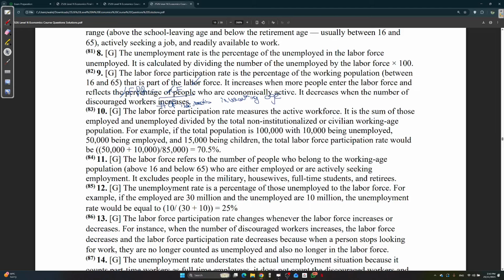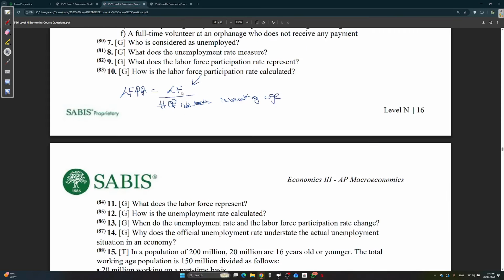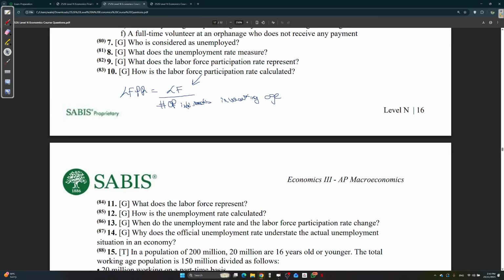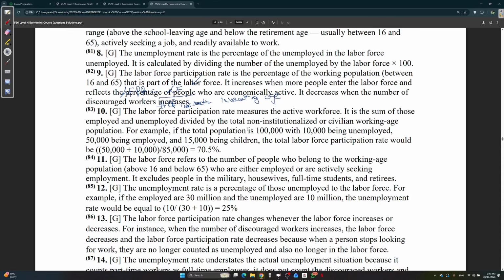Assume that the unemployed is 10,000. The employed is 50,000. The labor force is the sum of employed and unemployed. So that's why I did 10 plus 50, 50 plus 10. And then the number of individuals of working age. They gave me 100,000 as the total population, but 15,000 are children. If you subtract the 15,000, you're going to get 85,000 remaining as the individuals within the working age.